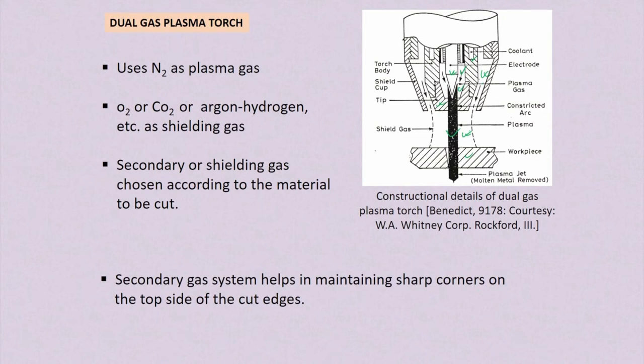So here you can see, because of the shielding gas, the top edge cut on the workpiece surface has a sharp edge corner. This vertical cut may be there on the top surface of the workpiece. So the taper is reduced in the case of this dual gas plasma torch, and the shielding gas also guides the plasma gas so that it can be concentrated into a smaller area.